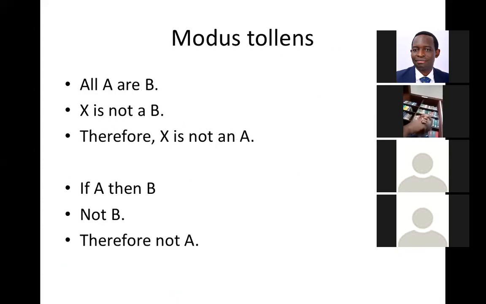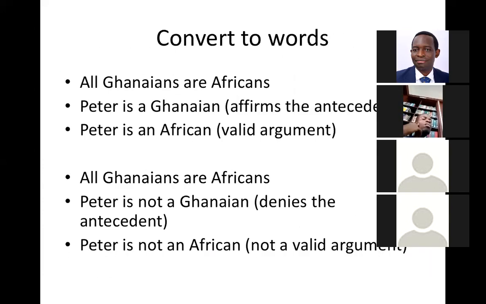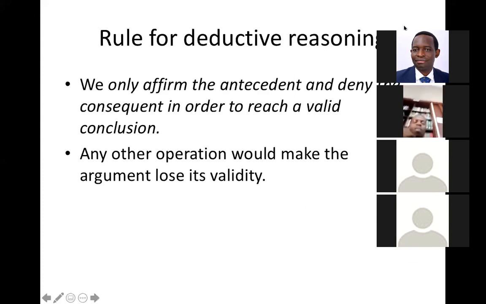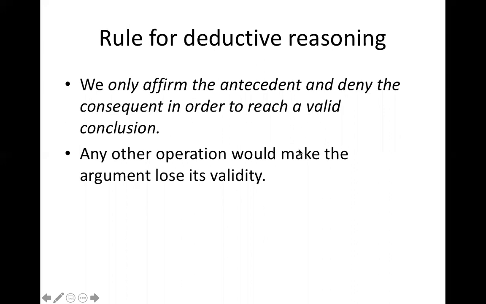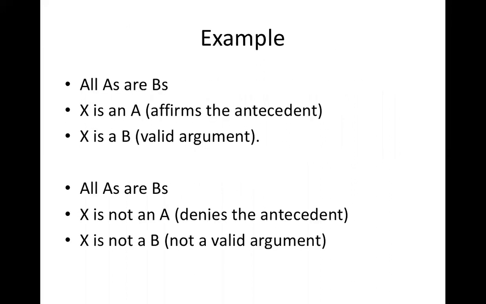Let me show you the rules of deductive reasoning once again. Look at it here. So this is the rule for deductive reasoning. This is what we started with. We only affirm the antecedent and deny the consequent in order to reach a valid conclusion. Any other operation would make the argument lose its validity. So I believe when you go back to your textbooks and read this up, you'll understand it better. Okay, so let's go ahead.